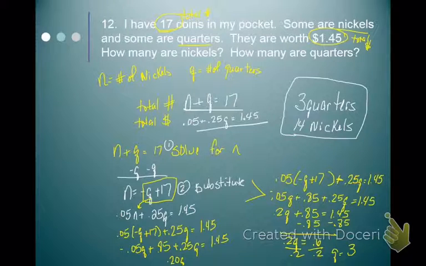So now we're going to take the first equation and solve it for whichever variable you want. She chose N, so subtract Q from both sides, and you get negative Q plus 17. You're going to take that negative Q plus 17 and substitute it for the N in the other equation, which would be right here. Okay? And then you can see the work from there.